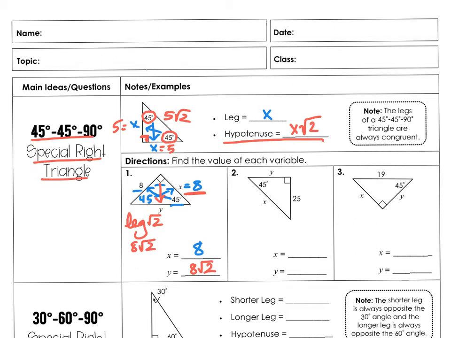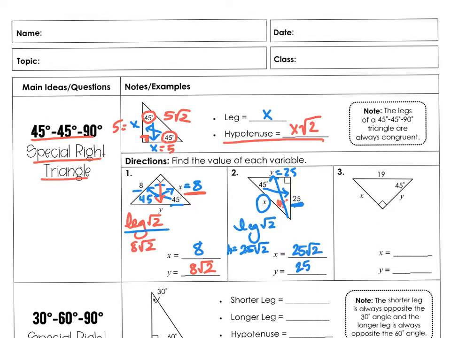Let's look at number 2. It works the same way. We know that this angle is 45. We also know that if this angle is 45 and this angle is 45, then our corresponding side lengths are also going to be congruent. So if this leg is 25, then y is also 25. Now, it swaps our variables around, but that does not change anything. We're still looking for the hypotenuse. The hypotenuse is going to be whatever your leg is, root 2. So our leg was 25, so our hypotenuse should be 25 root 2.